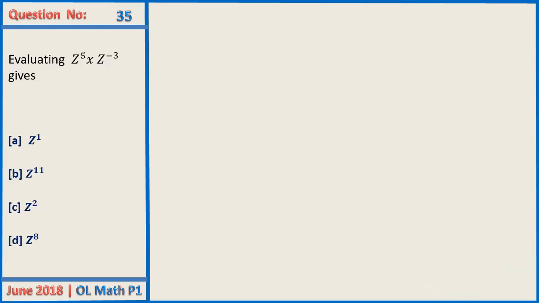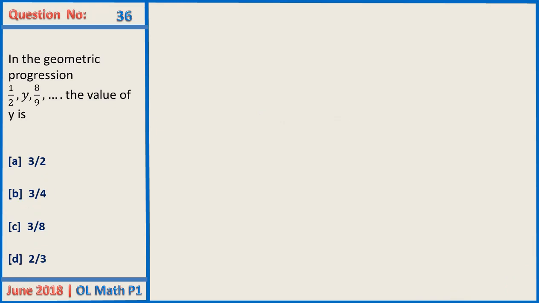Question 35. Evaluate z to the power 5 times z to the power minus 3. Well, from the first law of indices, the bases are the same, so we just add the powers since we are multiplying. That gives us 5 plus minus 3, which gives us 2. So we have z to the power 2. The key is C.